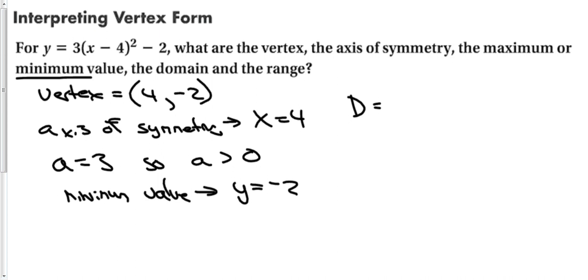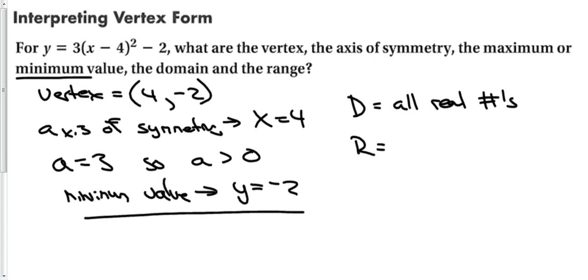Domain: for most parabolas, every time we get a normal parabola that's not a word problem, my domain isn't limited. The domain is going to be all real numbers. My range, however, is always going to be limited, because the minimum value of this function is y is equal to negative 2. That's the smallest this function can ever get. So that means y has to be greater than or equal to negative 2.